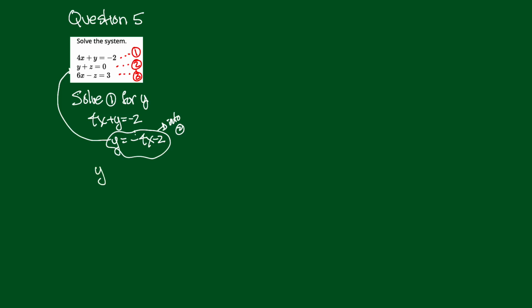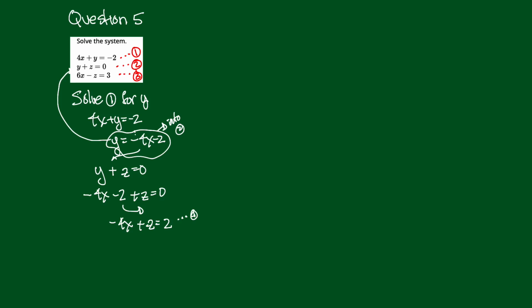Here's equation 2. y plus z is 0. But y is this right here. So negative 4x minus 2. And then plus z, that's equal to 0. So I can do this. I'll get negative 4x plus z is equal to 2. Now that's a new equation. I'm going to call that equation 4.